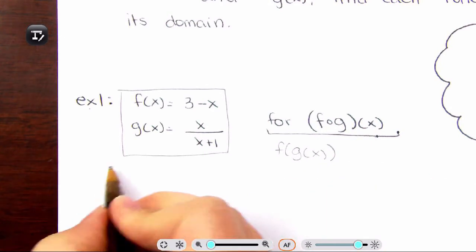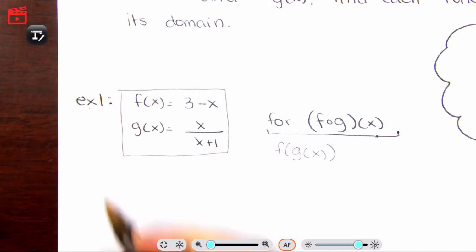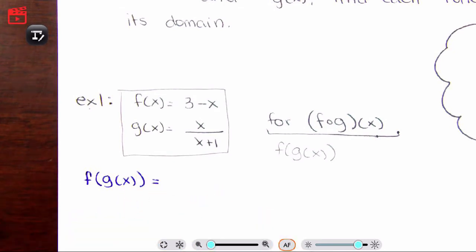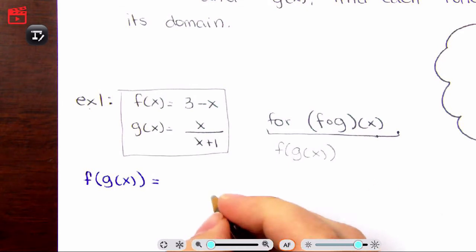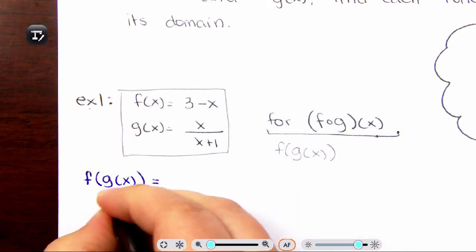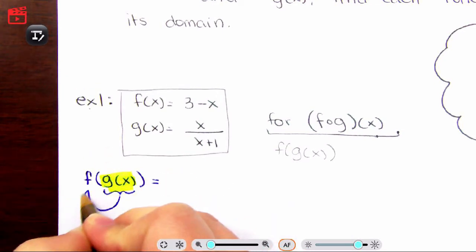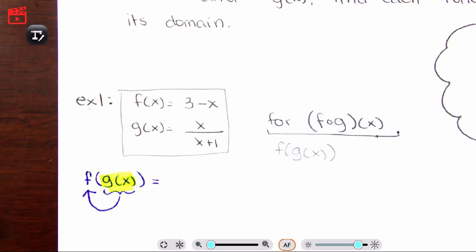Let me switch to pen so you can see it. So this is f of g of x, and we want to plug in our function. What that means is we're going to take g of x first, and we're going to plug it into my function of f. So how does that look? We want to do g of x into f of x.